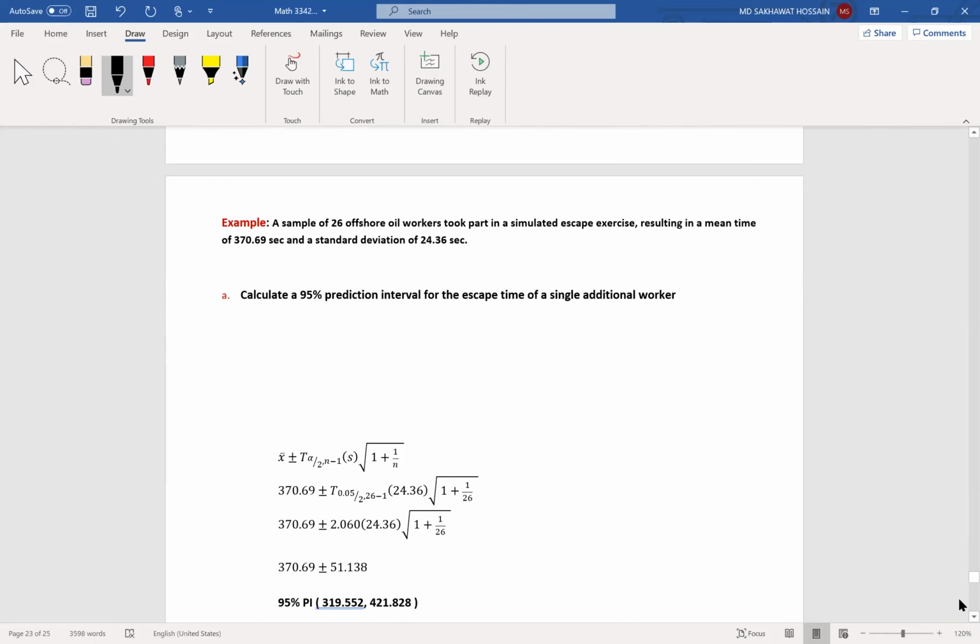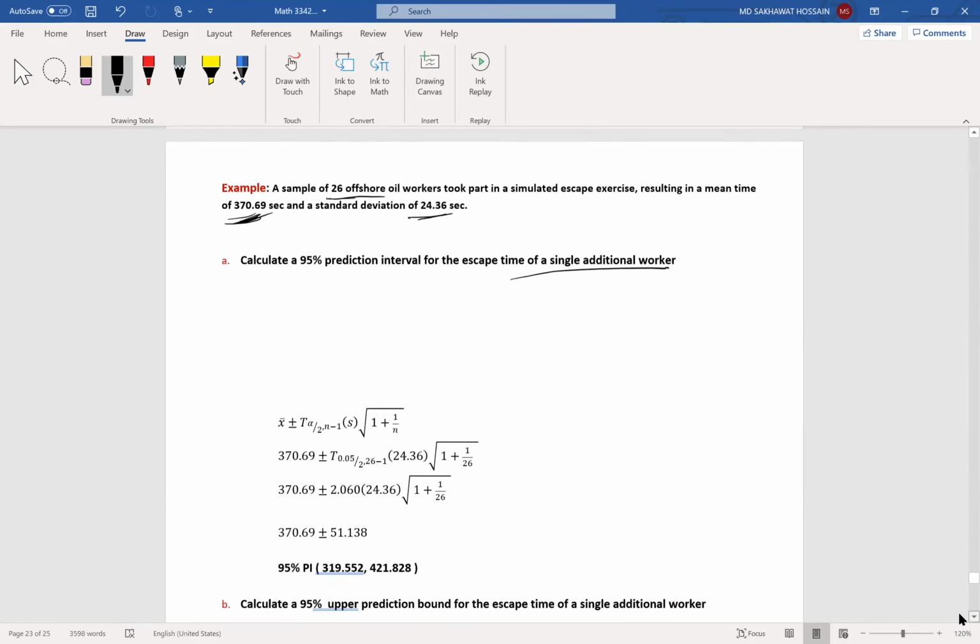Okay, we'll go over an example here. A sample of 26 offshore oil workers. The sample size is the same as the earlier example: 26, and the standard deviation is 24.36. And this is the sample mean. We have to find the 95% prediction interval for the escape time of a single additional worker. If we consider an additional worker, what will be the interval for the escape time of that worker? Not the interval for the mean escape time. That's why this is a prediction interval.